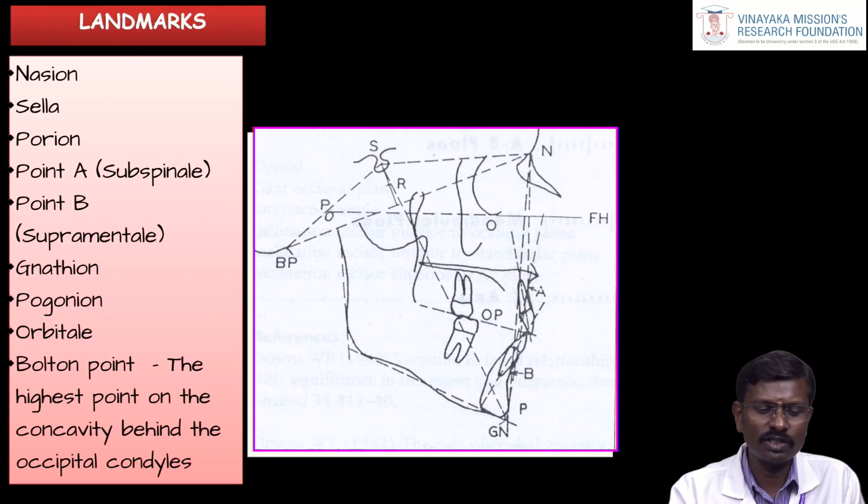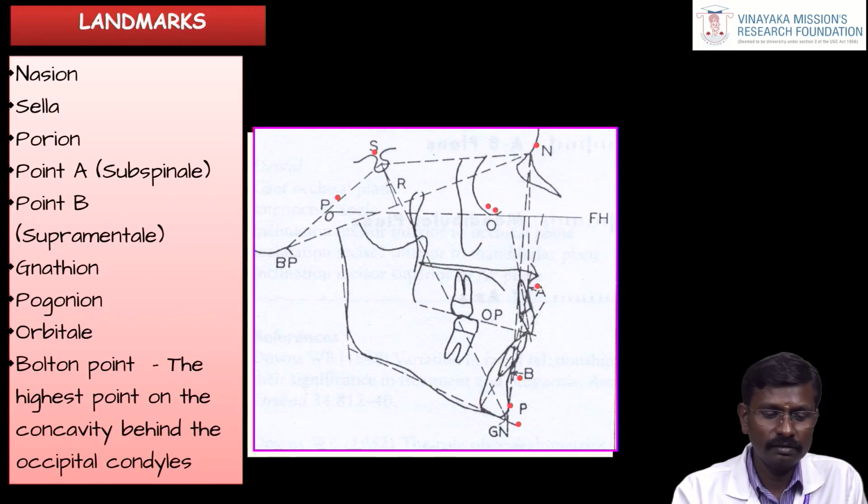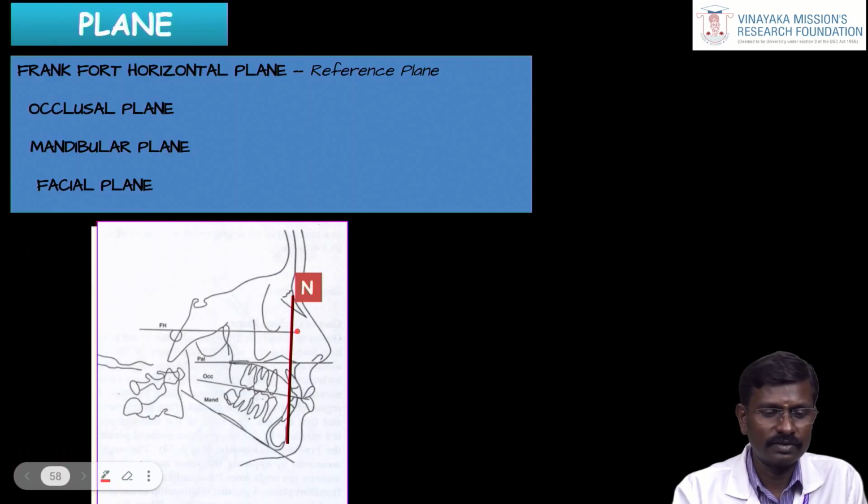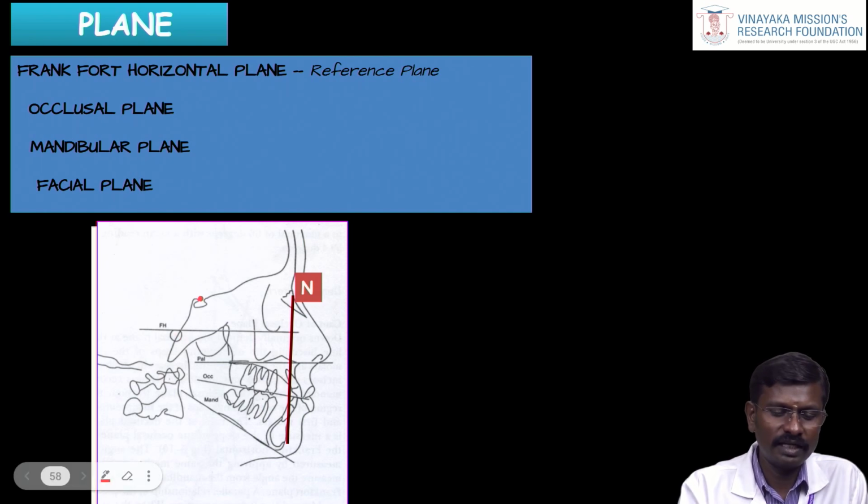Here the landmarks used by Downs are Nasion, Sella, Porion, point A, point B, Gnathion, Pogonion, Orbital, and Bolton's point. This is the highest point on the concavity between the occipital condyle. With these points, he did this analysis. According to Downs, the Frankfurt horizontal plane is the reference plane. In Steiner's we had seen S and N, but according to Downs, he took the FH plane, the line joining the Porion and the Orbital point, as the reference.